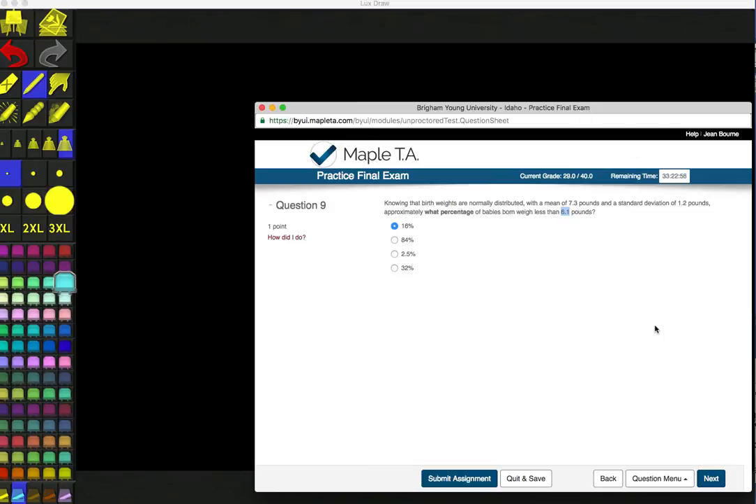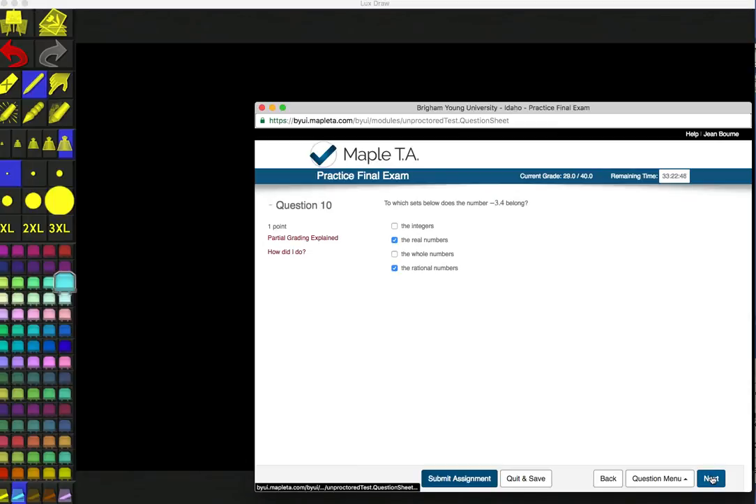Oh, I was just going to show you this one because I did it wrong. It's one that had multiple answers. This one asks, to which sets below does the number negative 3.4 belong? I just stopped at real numbers and I clicked on real numbers and then I checked it and it was wrong. And so then I was like, oh, they want me to mark more than one. So it's real and rational. So you can figure out that part. Just remember that it is a possibility that they will have you select more than one answer because that kind of threw me off a little bit.